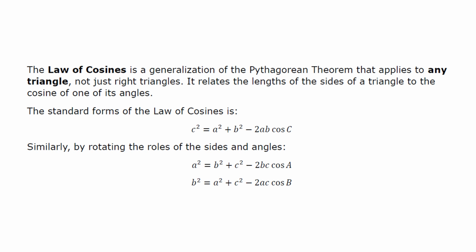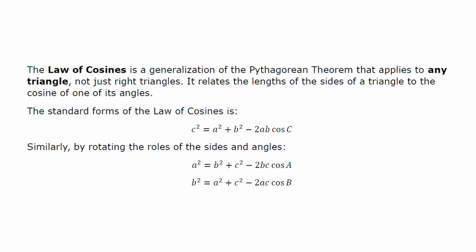The law of cosines is a generalization of the Pythagorean theorem that applies to any triangle, not just right triangles. It relates the lengths of the sides of a triangle to the cosine of one of its angles. The standard form of the law of cosines is c squared equals a squared plus b squared minus 2ab times cosine C.